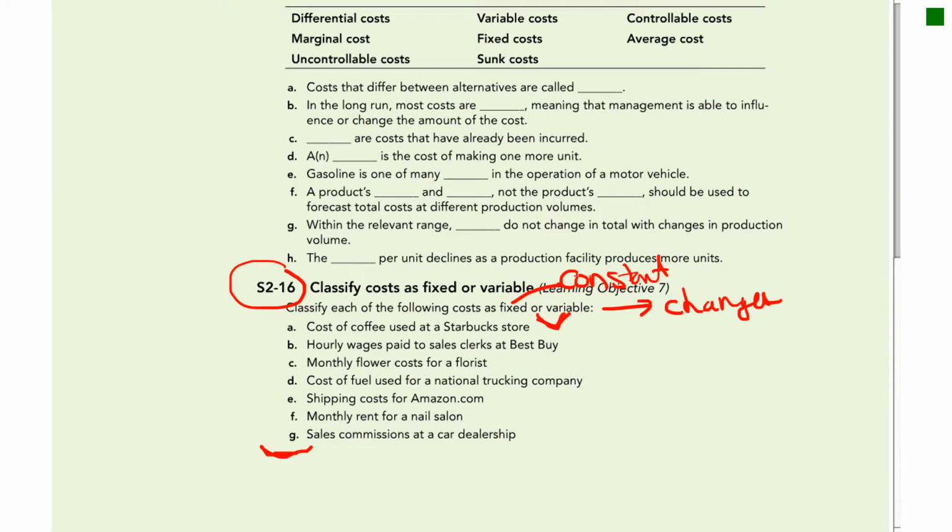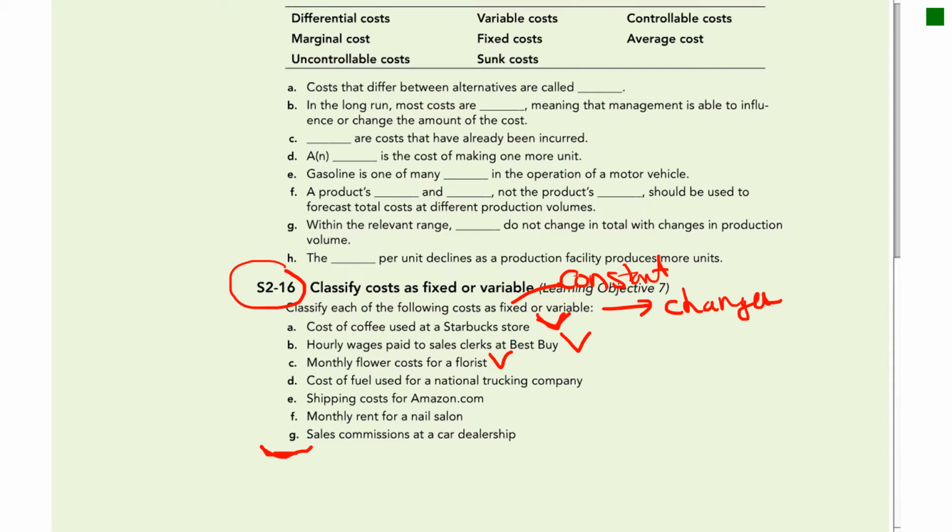Letter B, hourly wages paid to sales clerks at Best Buy. Well, guess what? If they work more hours, you have to pay them more. So that's also variable. Letter C, monthly flower cost for a florist. Same rationale. That's kind of like their inventory. The more they sell, the more they got to pay. That's also going to be considered a variable cost.